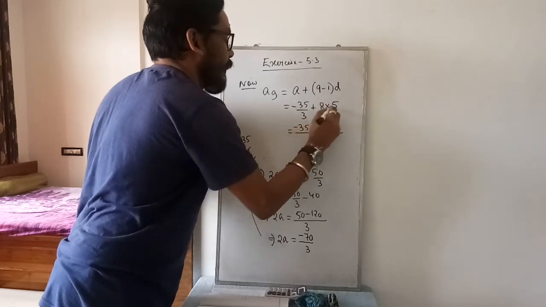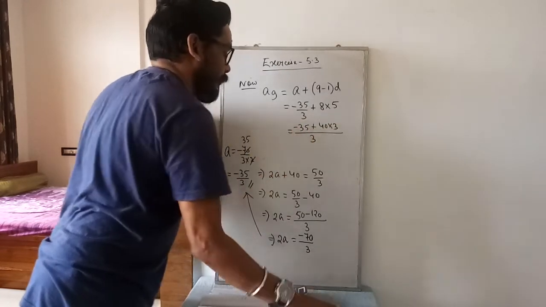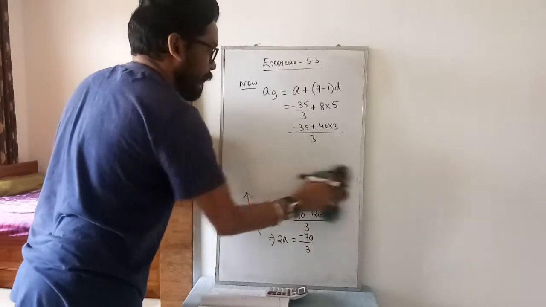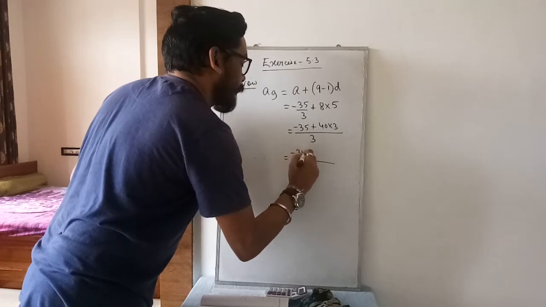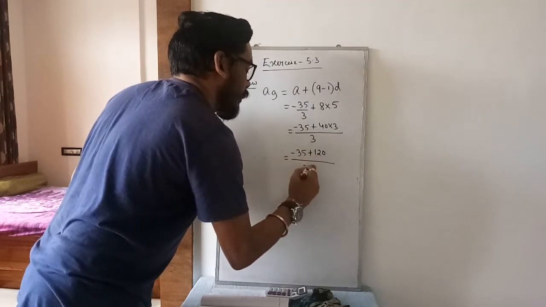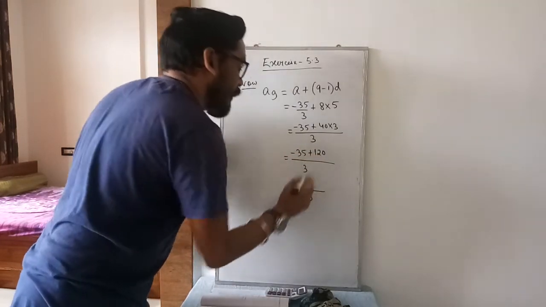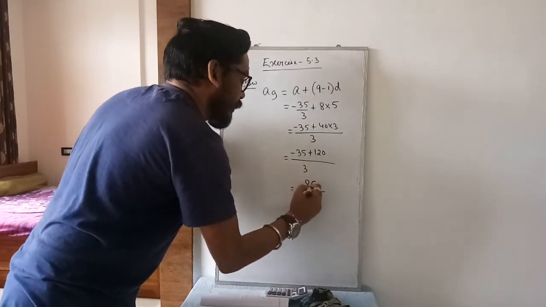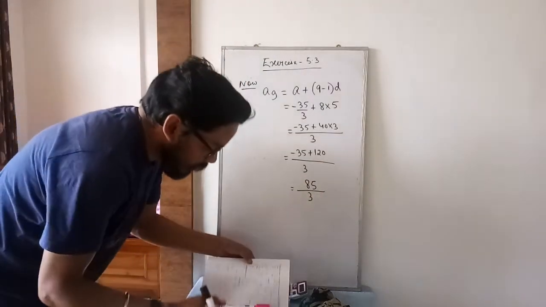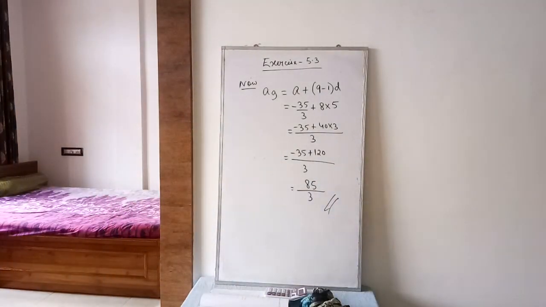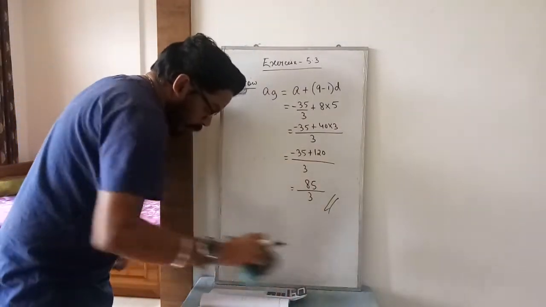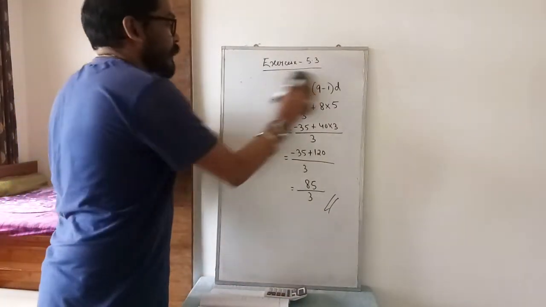Here 5. So same case here, if you take the LCM, 3. So minus 35, 8 5s are 40, into 3. So 40 into 3 is 120. So minus 35 plus 120 by 3. So here it is 85/3. Okay, take the screenshot. This is the final part. 85/3. Okay, clear?